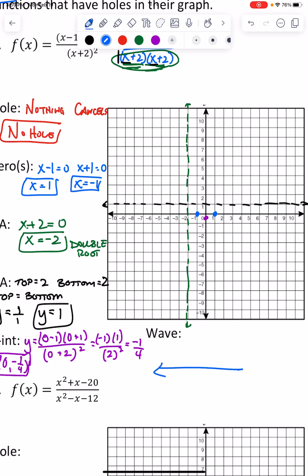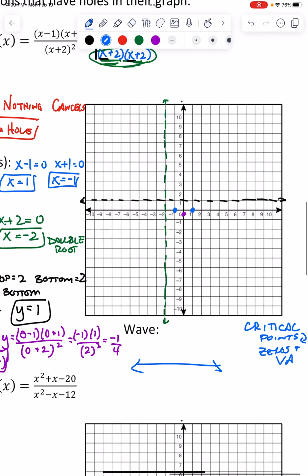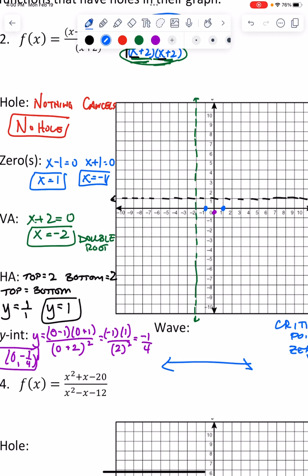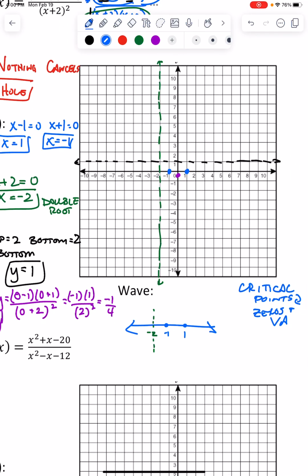So remember, for the wave, we use critical points, right? Which again are zeros and your vertical asymptotes, okay? So for zeros, we got 1 and negative 1. Vertical asymptote, we've got negative 2. So smallest to biggest, we've got negative 2. There's our vertical asymptote. And then we've got negative 1 and 1, okay?